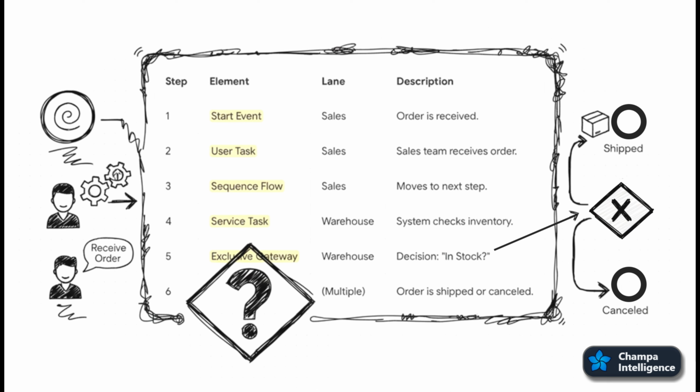That kicks off a user task for the sales team to receive order. An arrow then flows over to the warehouse lane. There, a service task automatically checks inventory. And here comes our decision point. The diamond-shaped gateway asks, is the item in stock? If yes, the flow goes down one path to ship the order. If no, it goes down a different path to cancel it. And both paths lead to an end event. See how each symbol plays its part? It tells a clear story.